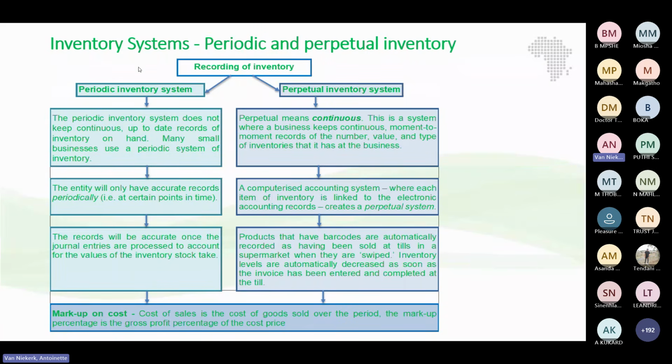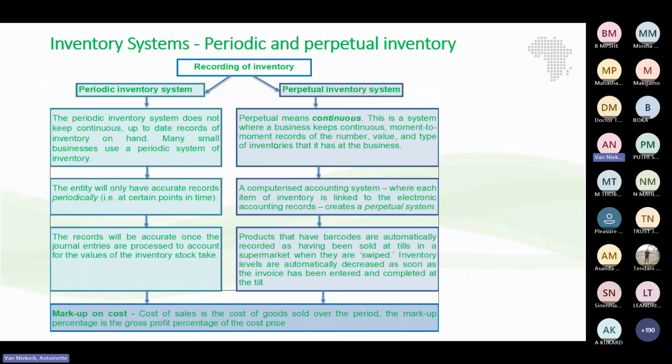Okay, now we're going to look at the difference between the periodic inventory system and the perpetual inventory system. Your periodic inventory system does not keep continuous, up-to-date records of the inventory on hand, since remember, you do not record your cost of sales when you sell something, and also you don't record purchases in the inventory account. Many small businesses use the periodic inventory system.